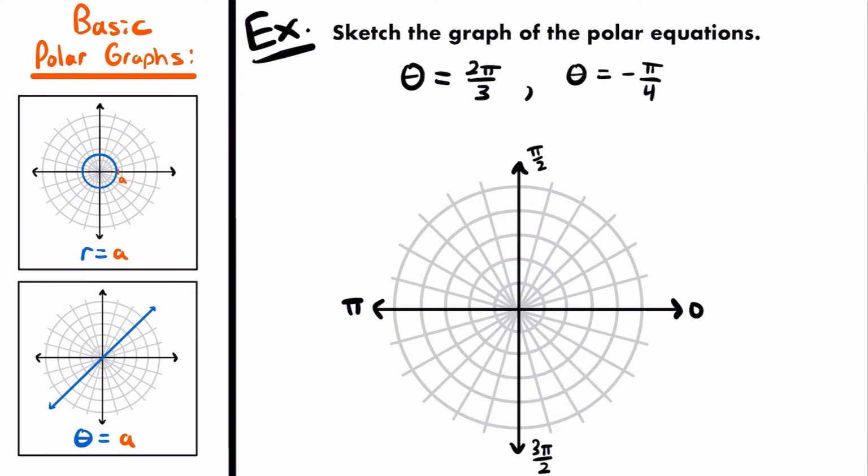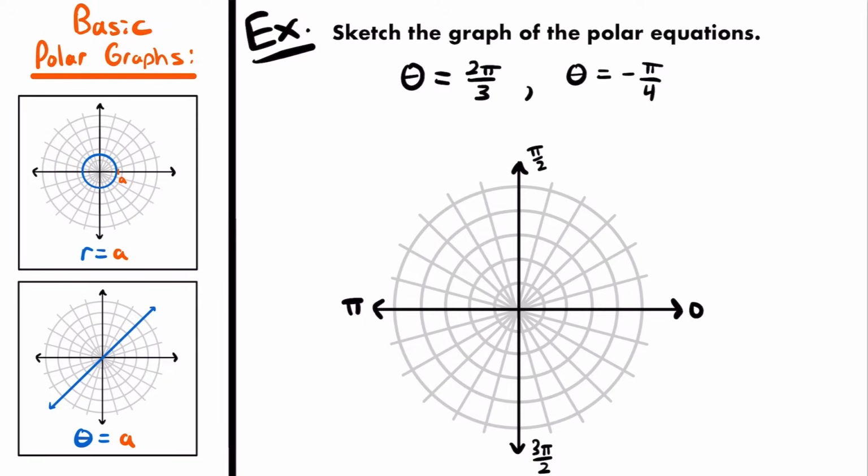All right, so next up we want to sketch the graph of these two polar equations. We have theta equals 2 pi divided by 3 and theta equals -pi divided by 4. Now these two polar equations are also going to have very basic polar graphs. They fall into this category of a basic polar graph where you just have theta equal to some constant. In this case, that constant will be an angle. And so when your polar equation is theta equal to some angle, you're just going to have a diagonal line at that angle in the coordinate system.